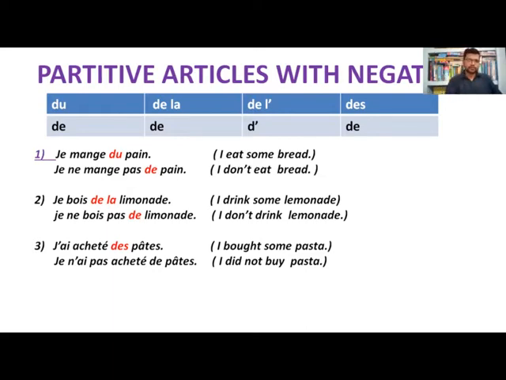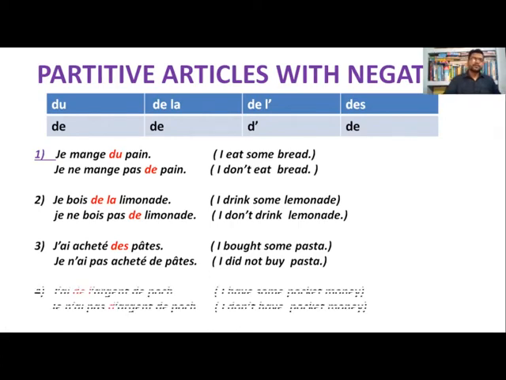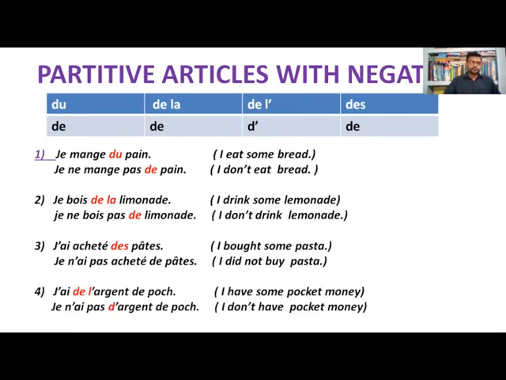So here once again we go over the lecture. So j'ai acheté des pâtes, I bought some pasta, and je n'ai pas acheté de pâtes, I did not buy pasta. तो past indefinite भी बनाना आप लोग यहाँ पे सीख जाएंगे. I did not buy some pasta. Yeah, I haven't bought some pasta. So next example we have here.